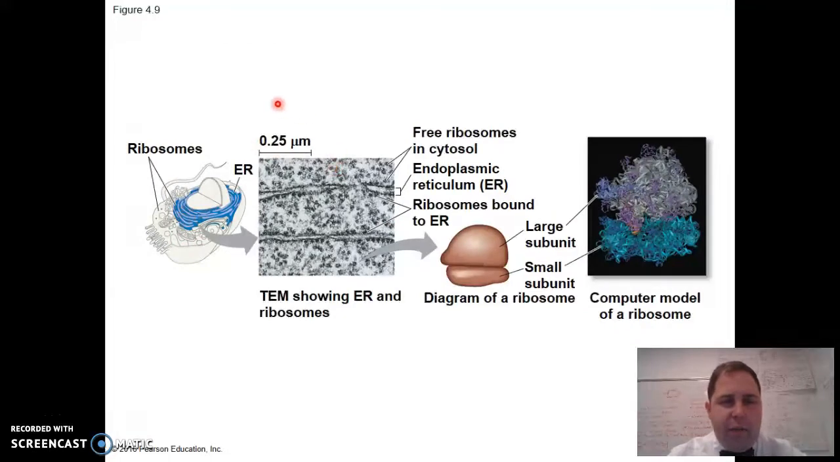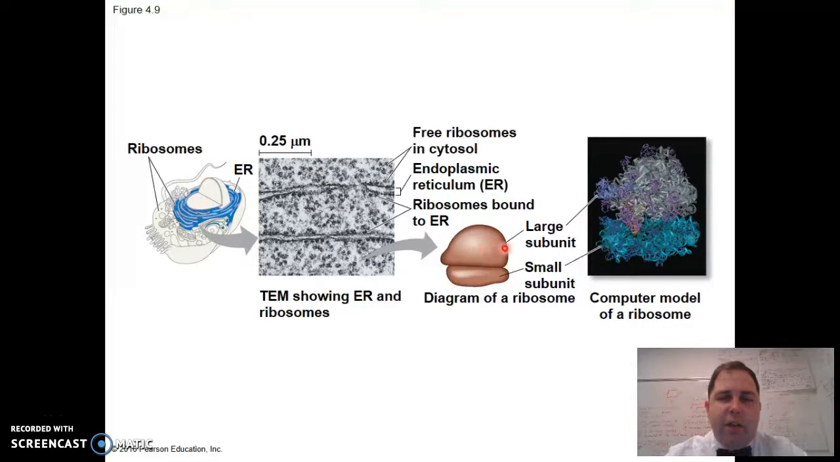So if we zoom in now on a ribosome, as we said, it was made in the nucleolus. A ribosome is actually composed of RNA and protein, so that's why it's made in the nucleus. And it's composed of two pieces, a large subunit and a small subunit. We will cover with more specificity what exactly the ribosome does in a future chapter.